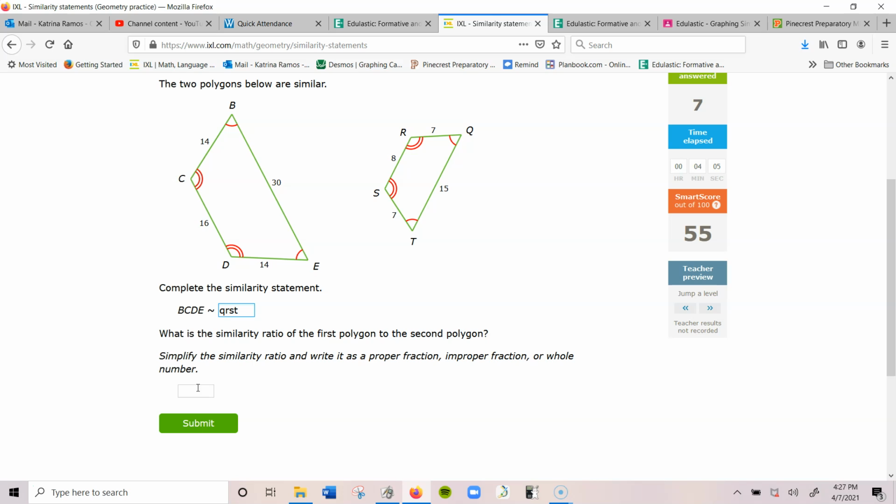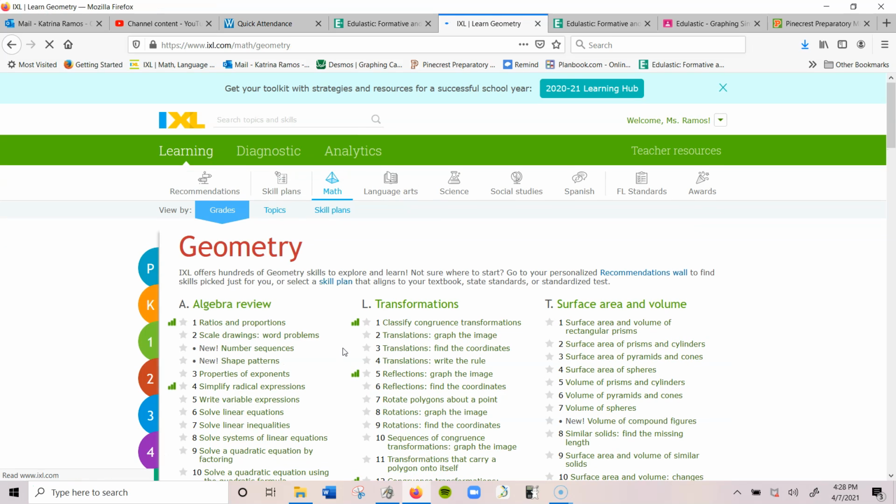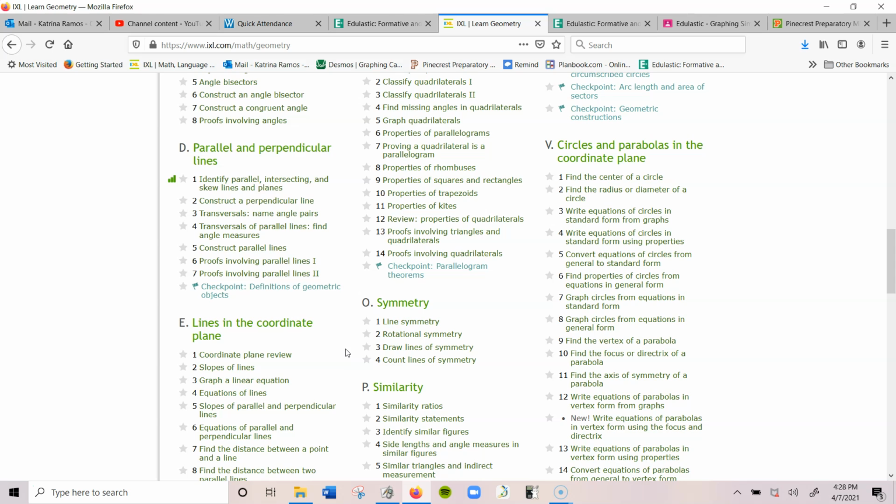And the similarity ratio would be when we divide, just like in the previous IXL. So you pick corresponding sides. Let's say I choose this one with this one. 16 divided by 8 would be 2. And that's P2. Let's go now to P3.